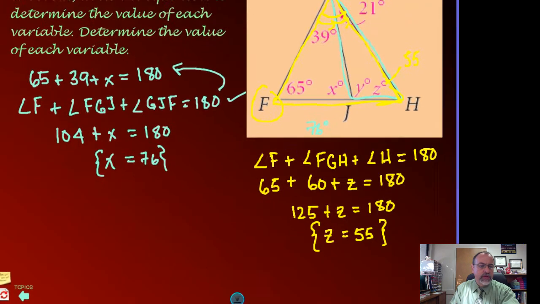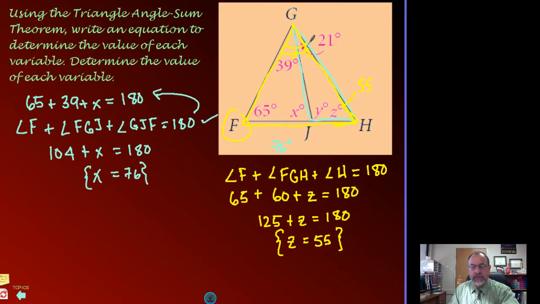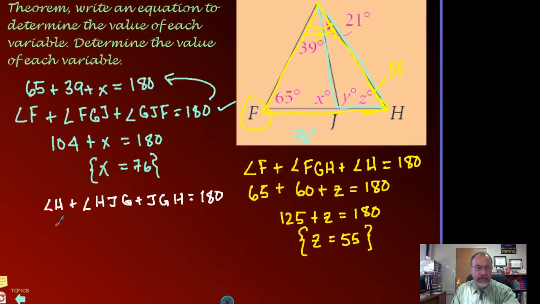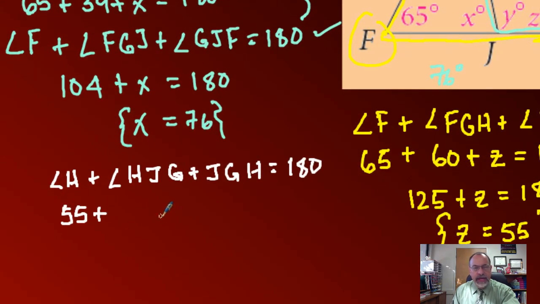So now I can use the smaller triangle, and I know what this is and I know what this one is, so I can use the smaller triangle to get the value of y. So again, my geometry statement here is angle H, which is in the small triangle, and then this angle here is HJG, plus this angle up here, which is JGH, and all three added together is going to equal 180. Then I can go ahead and substitute in. H I have now figured out at 55 degrees. HJG is my y variable, which I'm trying to figure out. And JGH is 21, and that equals 180. So substitution lets me do that.